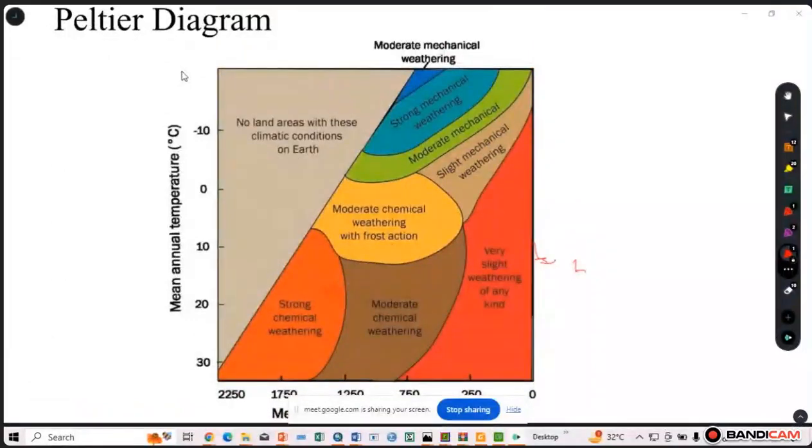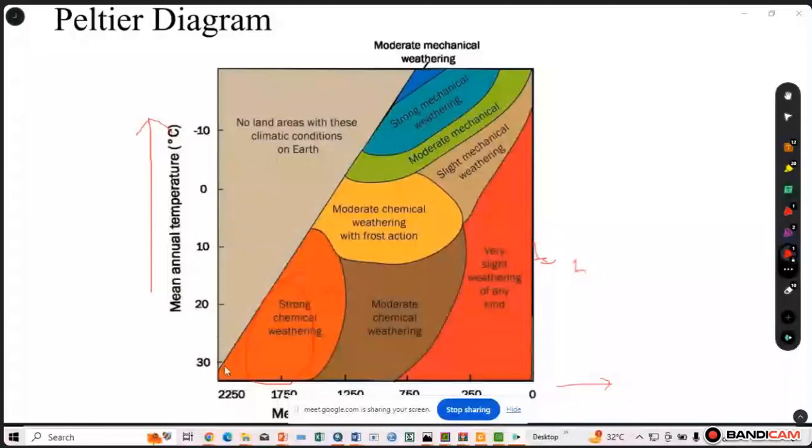These are showing generally the types of weathering in relation to temperature and precipitation. Suppose you see this is the maximum precipitation, that means maximum rainfall. The rainfall is 2250 mm. The rainfall generally decreases from the origin towards this side, and you see the temperature in degrees Celsius also decreases from the origin towards this side.